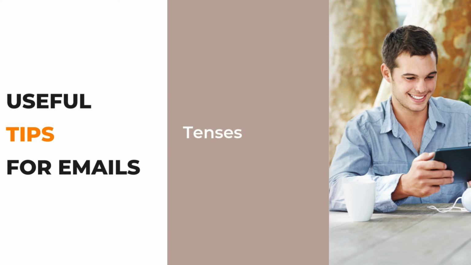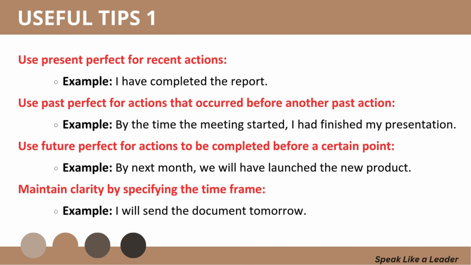So I know that memorizing all these tenses is quite difficult, so why don't I give you some useful tips that you can use in your emails? Tip number 1, use present perfect for recent actions. For example, I have completed the report. Tip number 2, use past perfect for actions that occurred before another past action. For example, by the time the meeting started, I had finished my presentation.